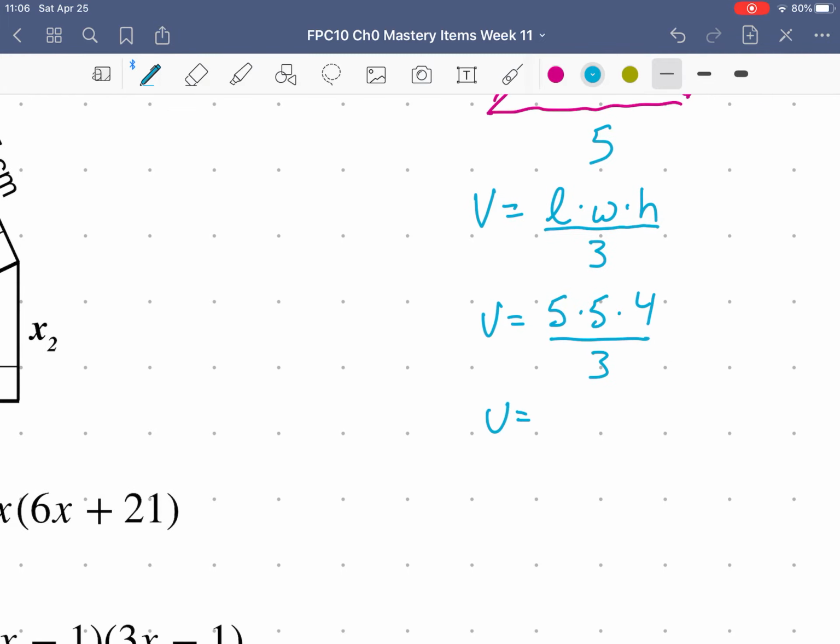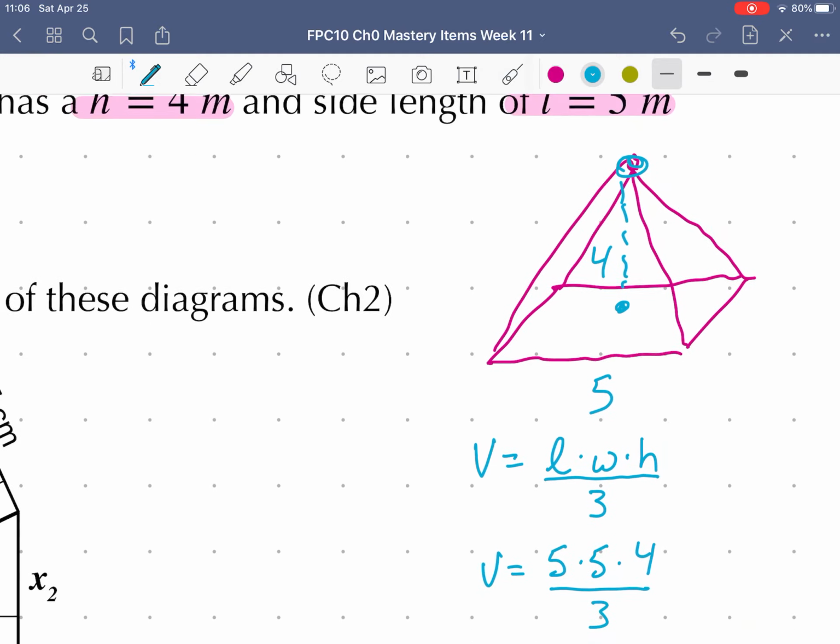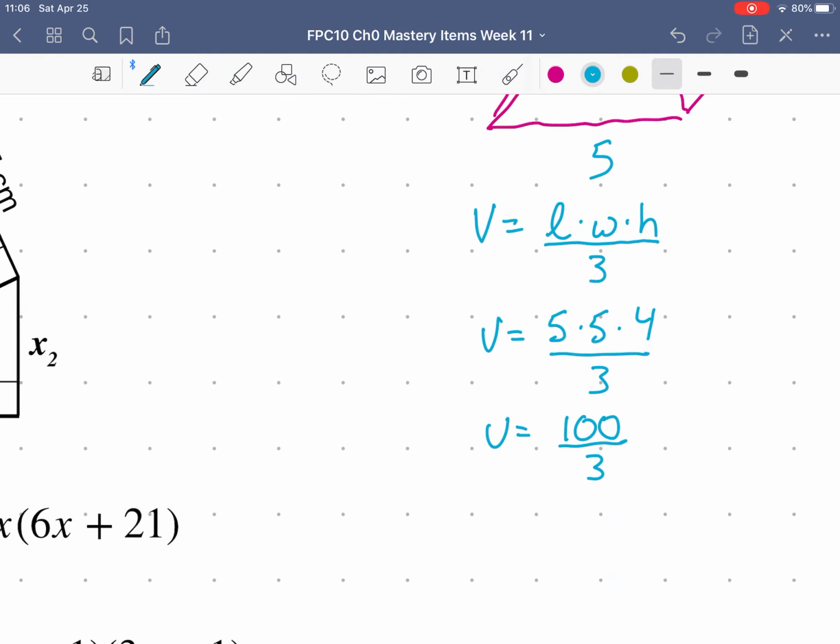5 times 5 is 25, times 4 is 100, so we get 100 divided by 3, and this is in cubic meters. Now this is our exact value for our volume. If I want to decimal approximate it, I do it with my calculator, and I get 33.3 meters cubed.